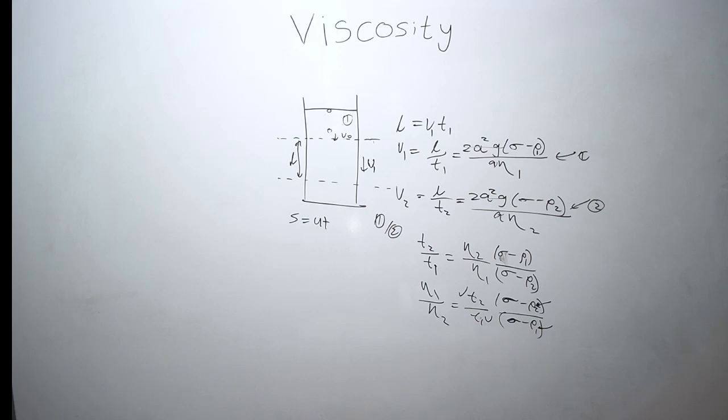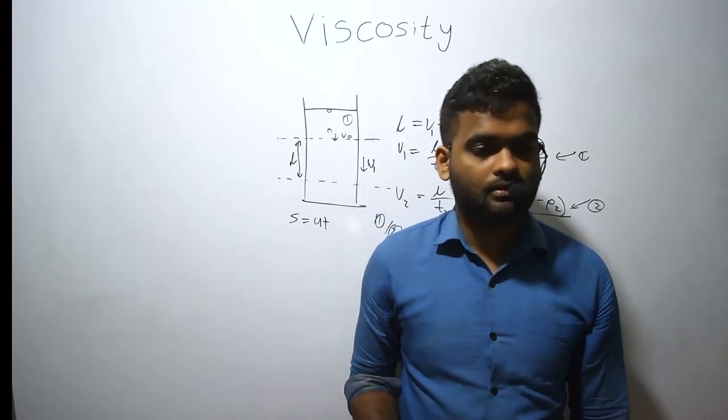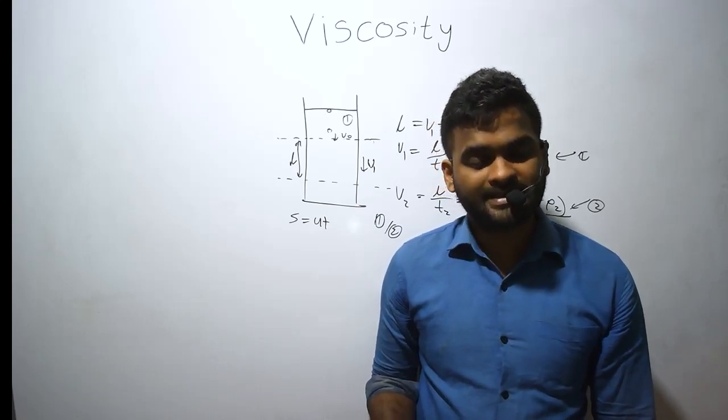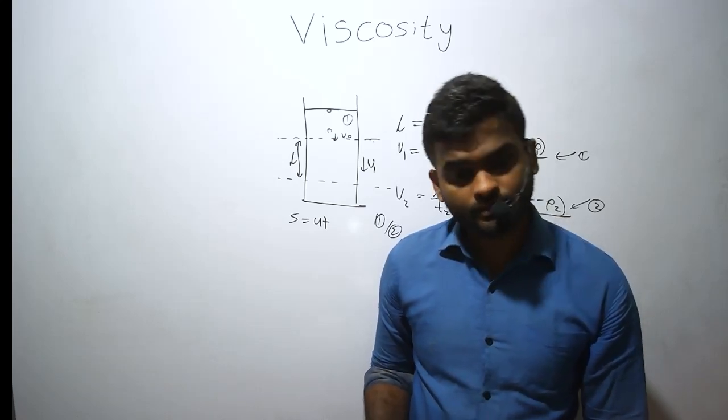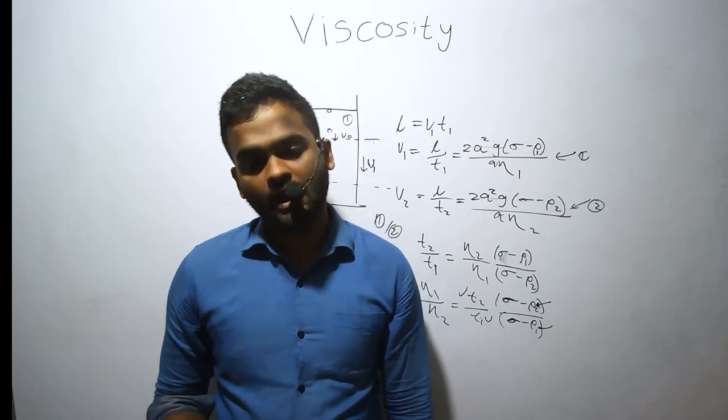Below that, write, since T1, T2 are measured and sigma, comma, rho 1, comma, rho 2 are known.